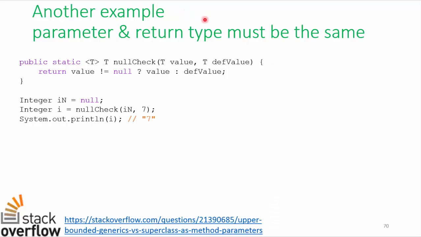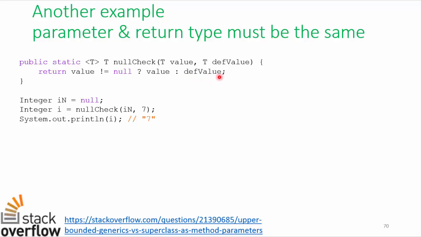So this time we want an example where the parameter of the method, one of the parameters or both, and the return type must be the same. So it's kind of like going back to when we tried to match the type of two parameters of a method. So we're going to write a static method called nullCheck. It takes a value of data type t, so t is our type parameter, and a defValue, a default value that is also of type t. What it does, it looks at whether value is null. If value is not null, it returns value. Otherwise, it assumes that, because value is null, the user actually wants the default value that was specified as second parameter.